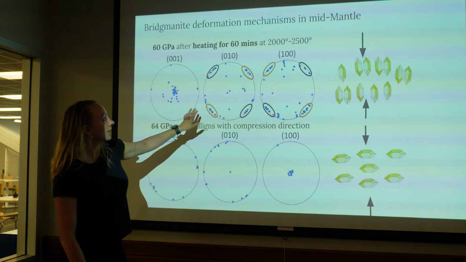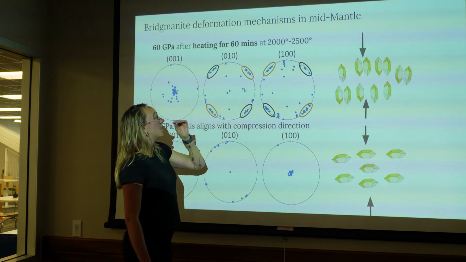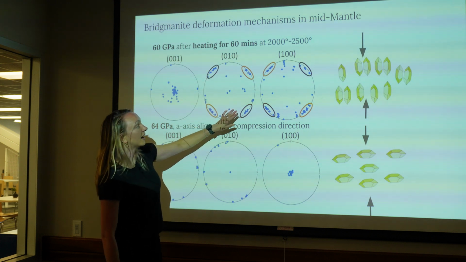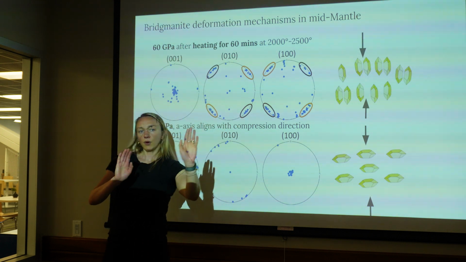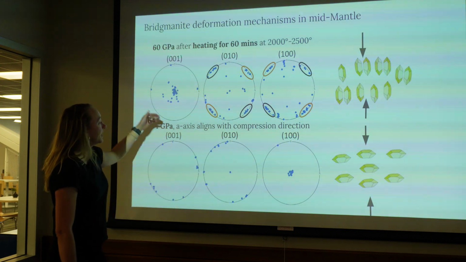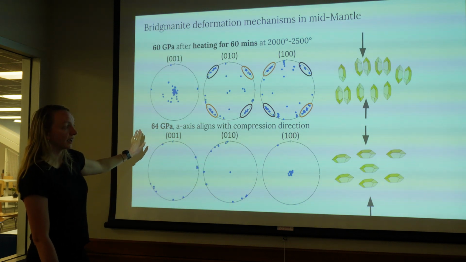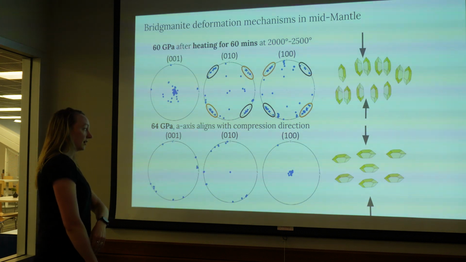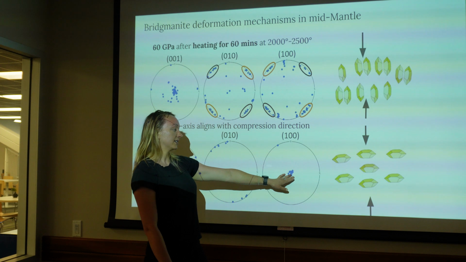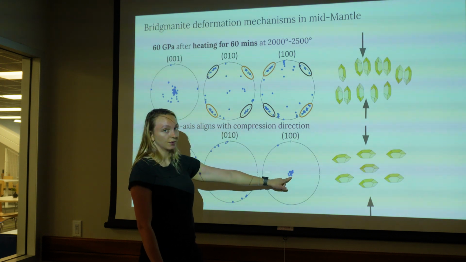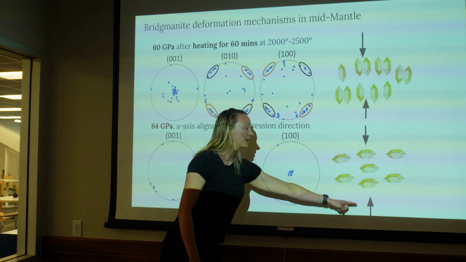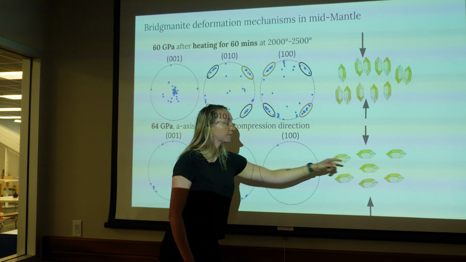We also notice that there are 2 populations, one shown here in orange and another shown here in black, that are rotated 90 degrees relative to each other. I then increase the pressure 4 GPa and I take another series of diffraction patterns. I now notice that the A-axis is aligned in the center of this pole figure, showing that the A-axis is now aligned parallel to the direction of compression.